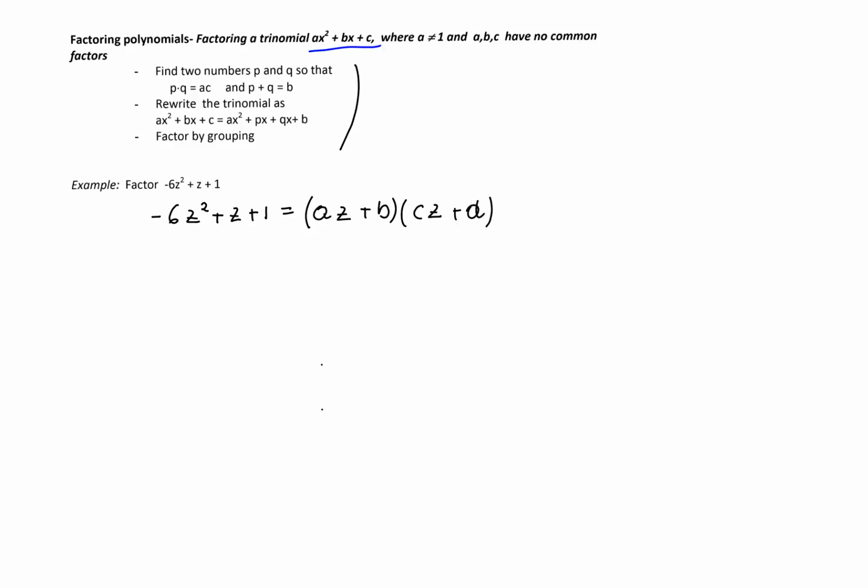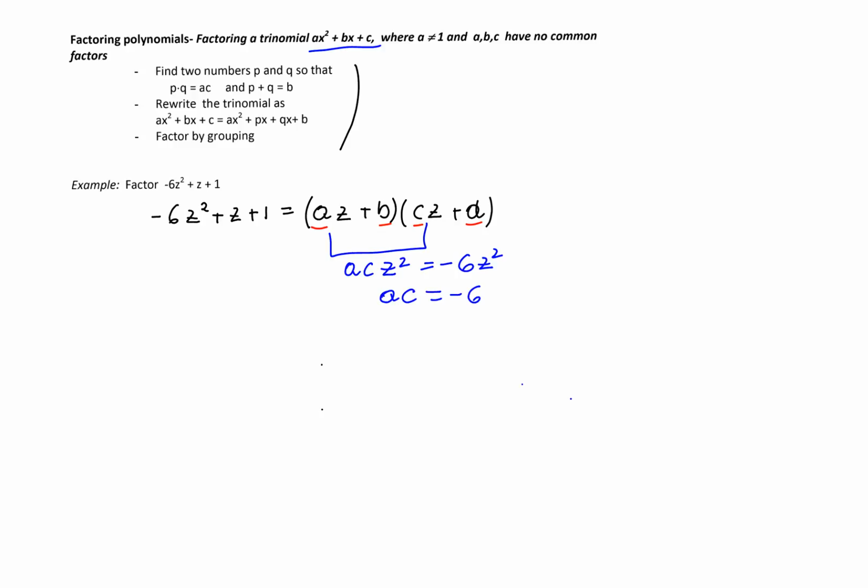To find such a factorization, we need to find the values for a, b, c, and d. We can multiply those two polynomials of the first degree, and when you multiply them, you can see that if you multiply the first two terms, what you will get is the term acz squared, and therefore this term should be negative 6z squared. That gives me the case that ac has to be negative 6.